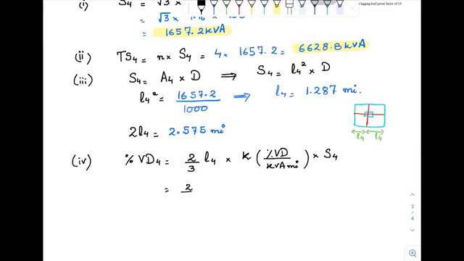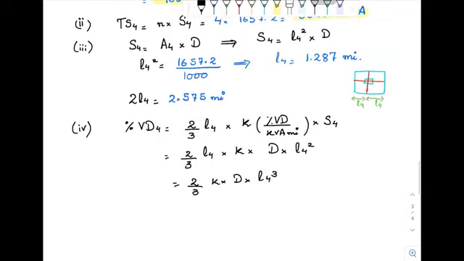So this will be 2 by 3 L4 into K, and we can write S4 as D into L4 square. So this will be 2 by 3 K into D into L4 cube. Now in order to determine the percentage voltage drop, we know the value of D, that is 1000. We know the value of L4, that is 1.287 miles.